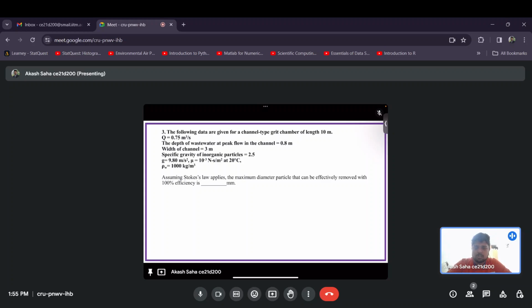So assuming Stokes' law applies, the maximum diameter particle that can be effectively removed with 100% efficiency is. So we have to apply Stokes' law and find out the diameter of the particle which will be removed 100%. Okay, so maximum size we have to find out for this scenario. Again, it will be in the same way we solved the previous problem, but here we have to apply the Stokes law.